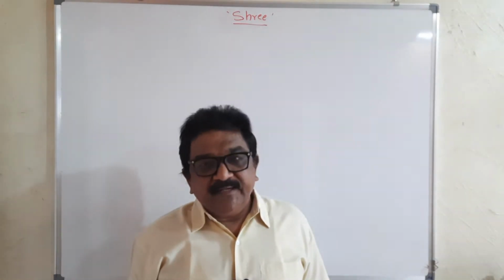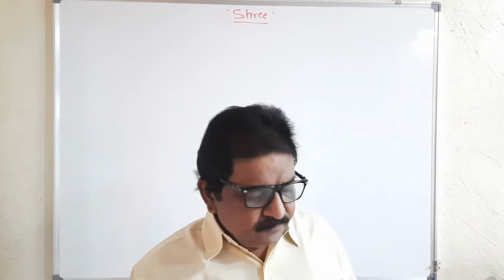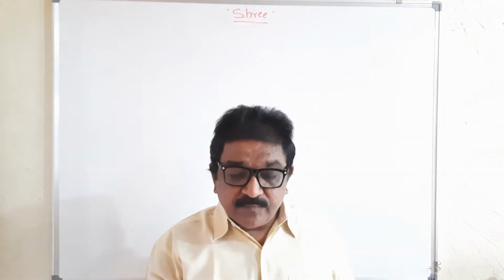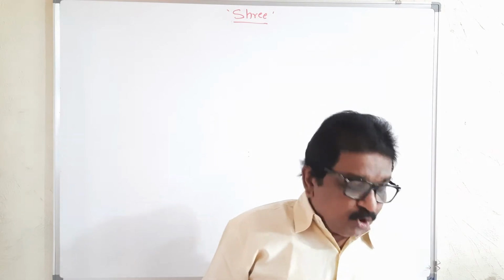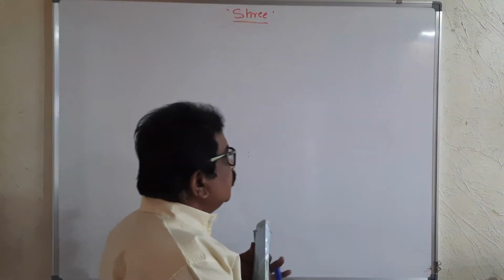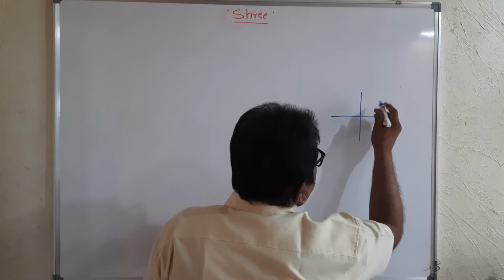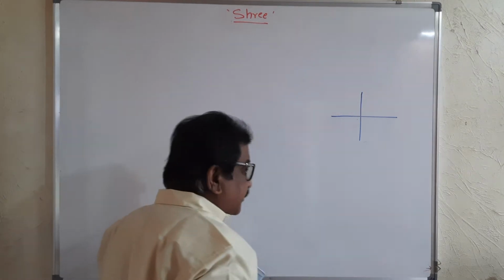Today we are starting coordinate geometry, the fifth lesson of geometry of SSC. What is coordinate geometry? You know the graph system: first quadrant, second quadrant, third quadrant, fourth quadrant.